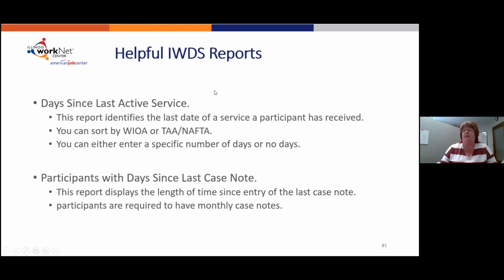Some helpful IWDS reports that you may want to look at. Days since last active service. This report will identify the last date of a service a participant has received. You can sort by WIOA or trade. You can sort by a specific number of days or no days. It's very helpful because participants are required to receive an active service every 90 days. If not, then DOL believes that they're not being served and they should be exited.